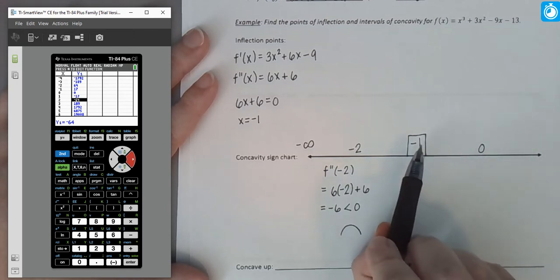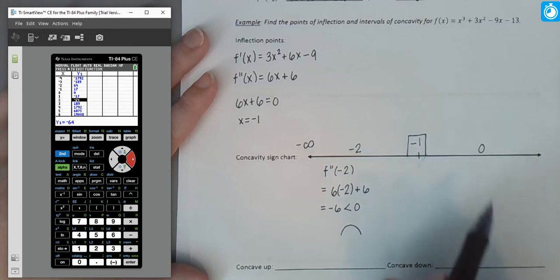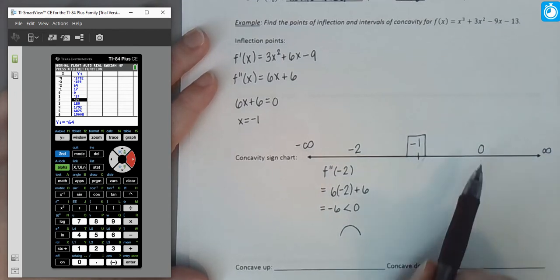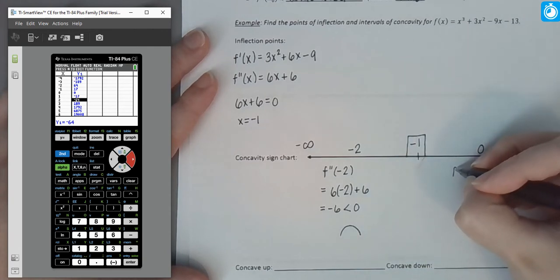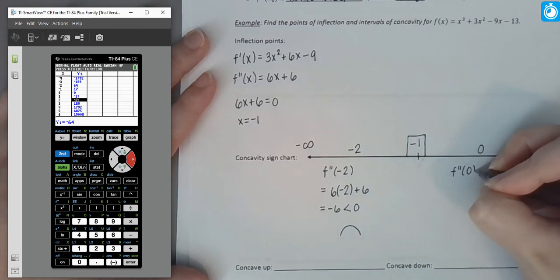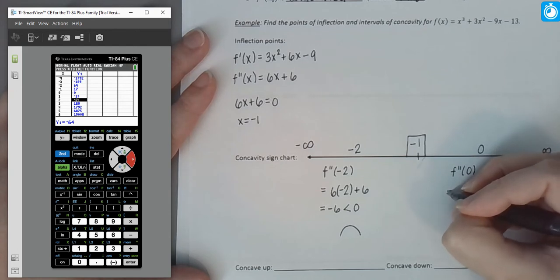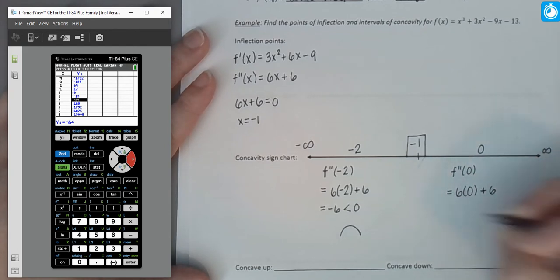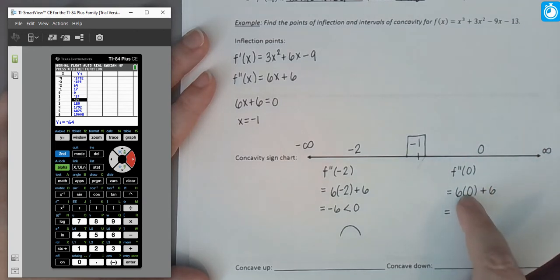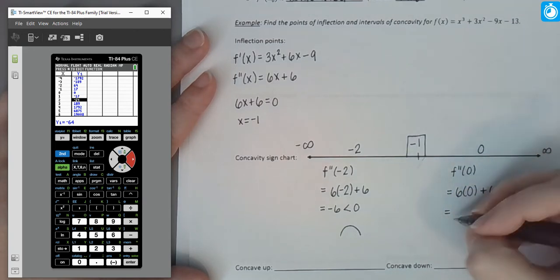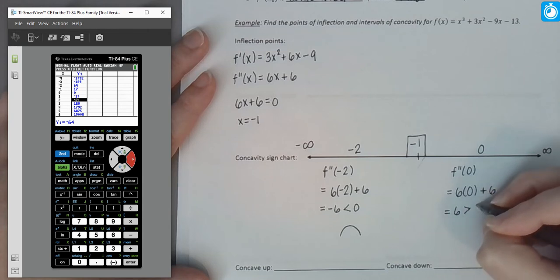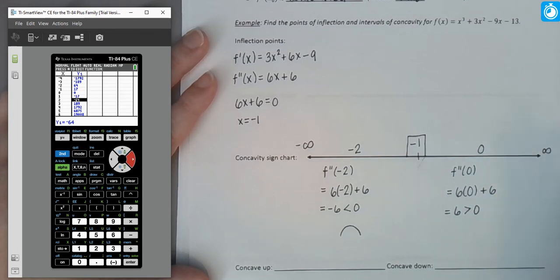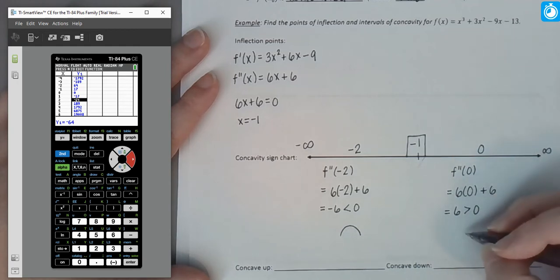Now, the next one, from -1 to infinity, getting ahead of myself. We're evaluating at 0. So f double prime of our test value, 0. Sub it into the second derivative. So 6 times 0 plus 6. This term's going to go to 0, which means it's going to be 6, but more importantly, it's going to be positive. So if our second derivative has a positive value, positive means concave up like a cup.